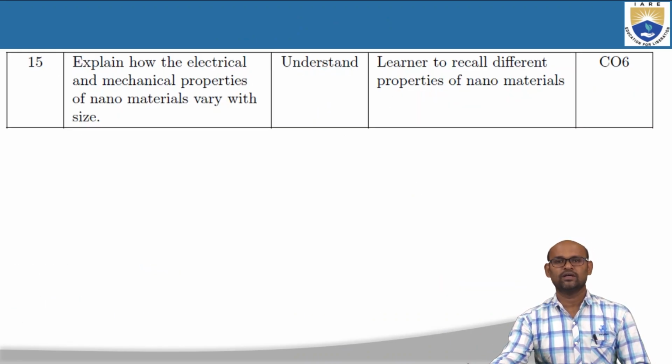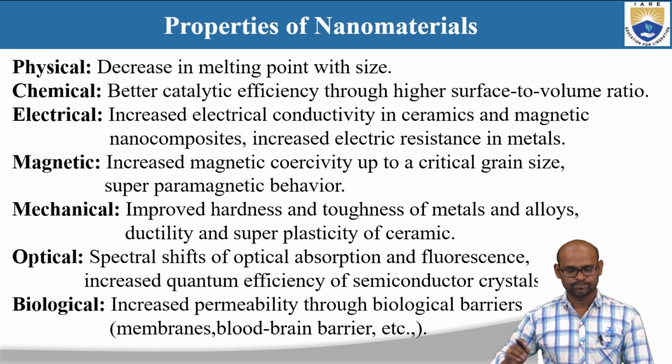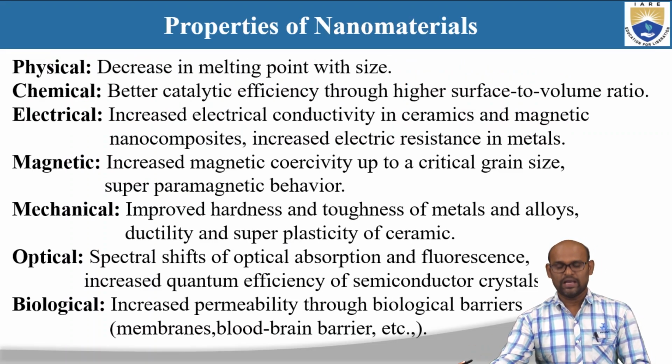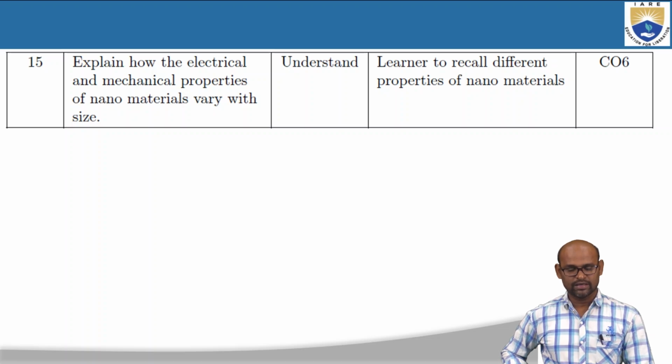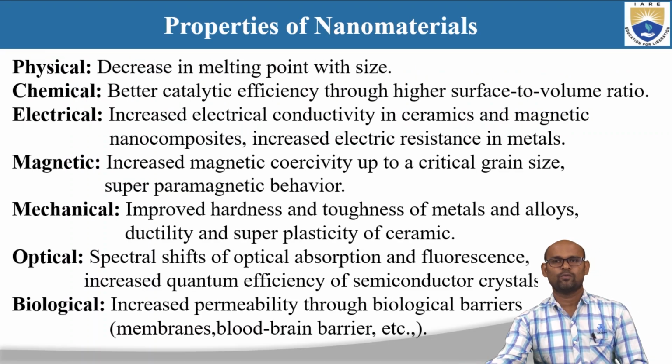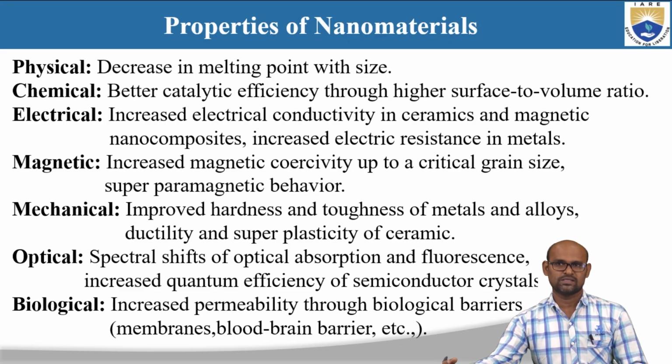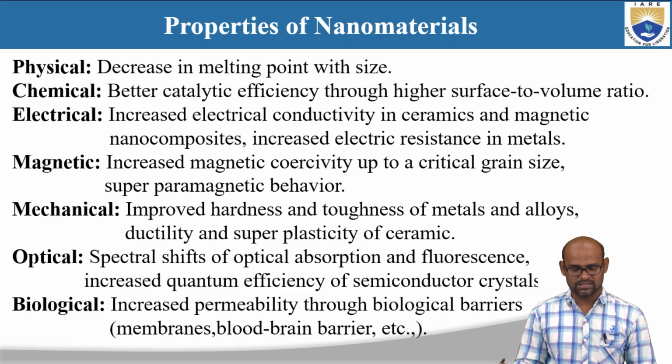Explain how the electrical and mechanical properties of nanomaterials vary with size. So, electrical and mechanical properties. Here I have discussed various properties of nanomaterials which change as we go down in size. For example, physical properties: as you go down in the size of these nanomaterials, the physical properties change. What physical property changes? The melting point will decrease.